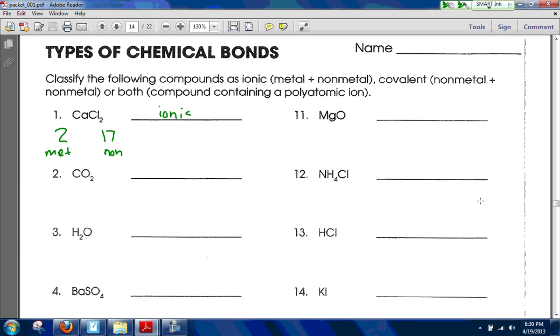Down here, if we look at this, this is a nonmetal. Hydrogen's weird because it can be a nonmetal or it could be a metal. So this is both. And this is a nonmetal. Now, it did say if you have a polyatomic ion, it would be ionic. But if you look at it the other way, it's all nonmetals, so this would have to be a both situation. If we look at carbon and oxygen, this is a nonmetal, this one's a nonmetal, this is covalent.